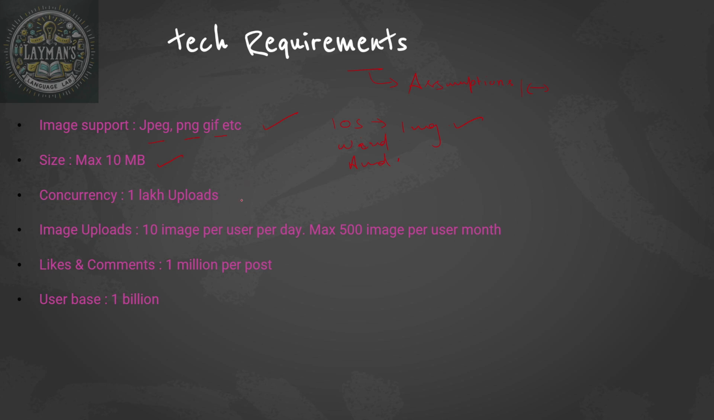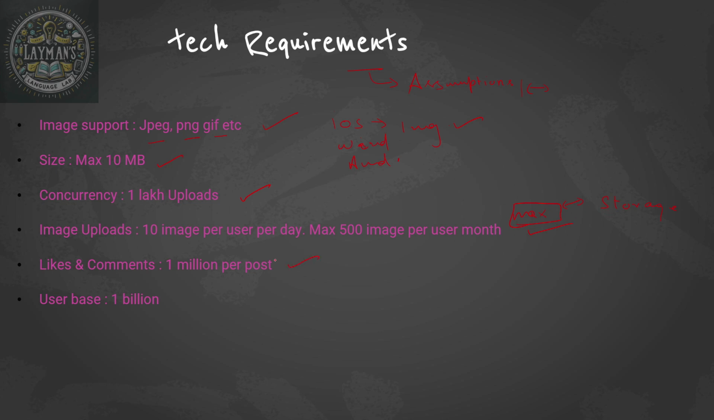And then the concurrency. Consider that we can have concurrent uploads of 1 lakh, like 1 lakh users uploading images at the same time. That's the concurrency. And then for image uploads, a user can upload 10 images per day and a maximum of 500 images per user per month. Let's have this as a max. This will be very helpful for calculating our storage capacity. We need to calculate our storage capacity based on this, and then we can plan for that.